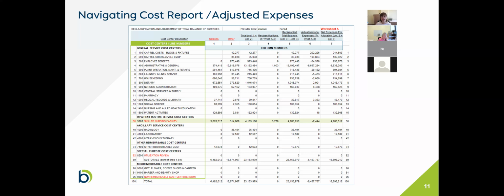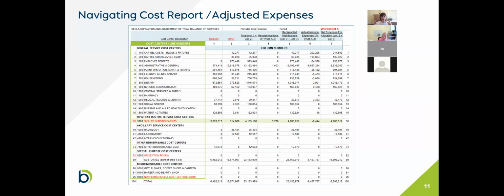We also have sections of cost centers. So the top section, lines 1 through 15, are general service cost centers, and they are support services provided to support your skilled nursing facility. So that includes capital related expenses, employee benefits, administration, housekeeping, laundry, your central supply, pharmacy, activity, social services.